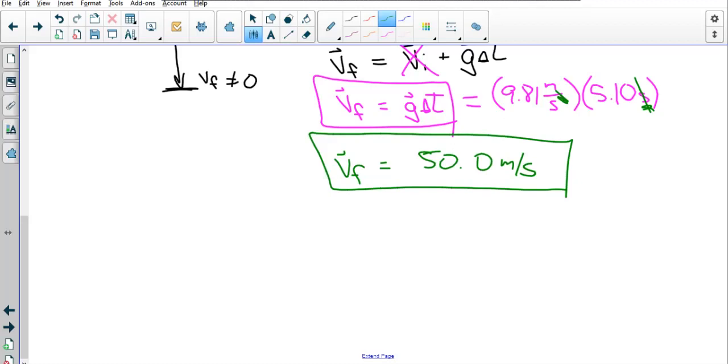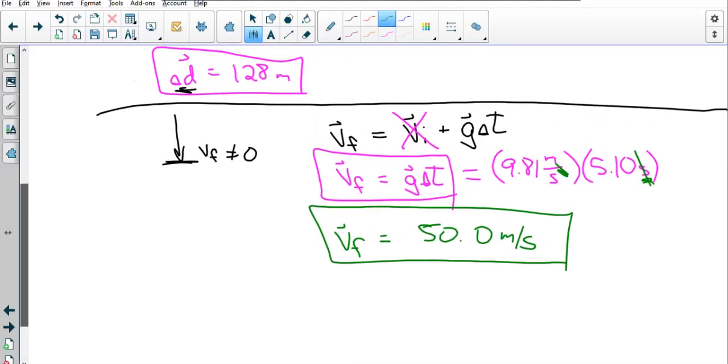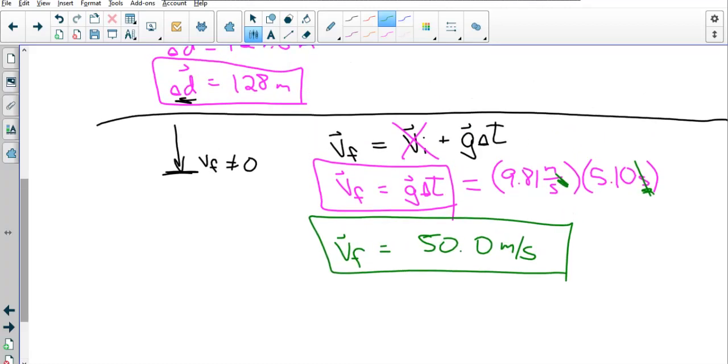Right, and so that's just an example of a free fall problem. Some free fall problems you might have to solve for other things like your initial velocity or the time that it was falling for. So that's something you can explore when you try other problems.